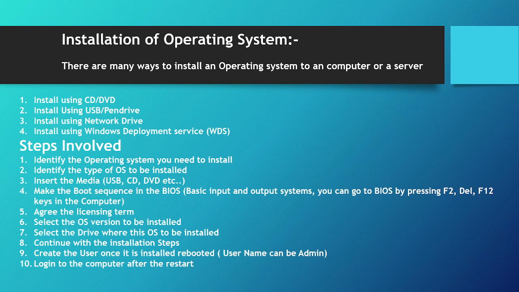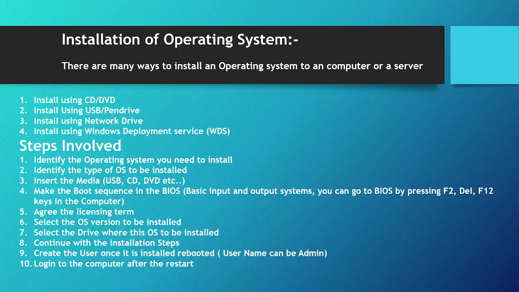BIOS means, in the computer, either by pressing the F2 button or Delete button or F12 button. It depends on the computer make, Lenovo, Dell, HP. It depends on the model. So if you don't know, you can just go to Google and search how to go to BIOS in your HP laptop or Lenovo laptop. You can put the model also. It will give you exactly how you can go to the BIOS screen.